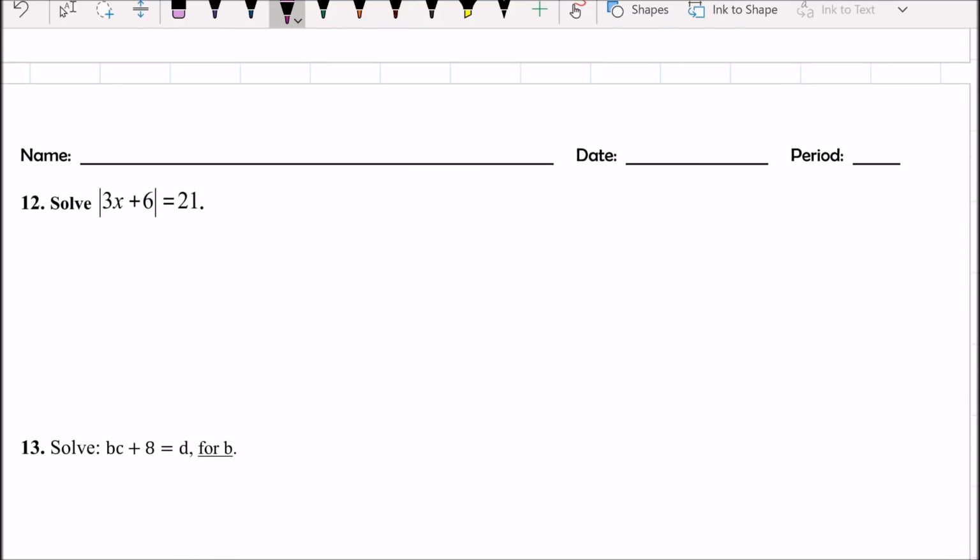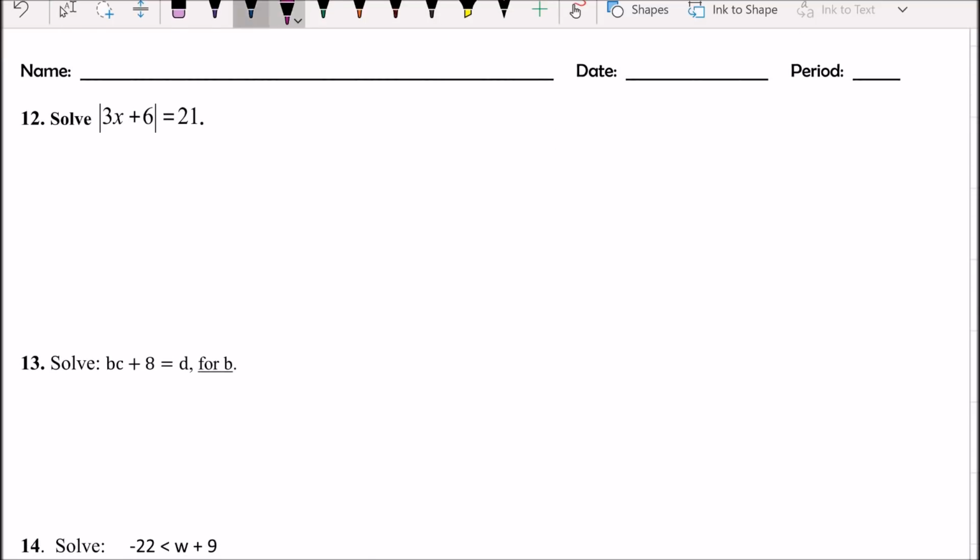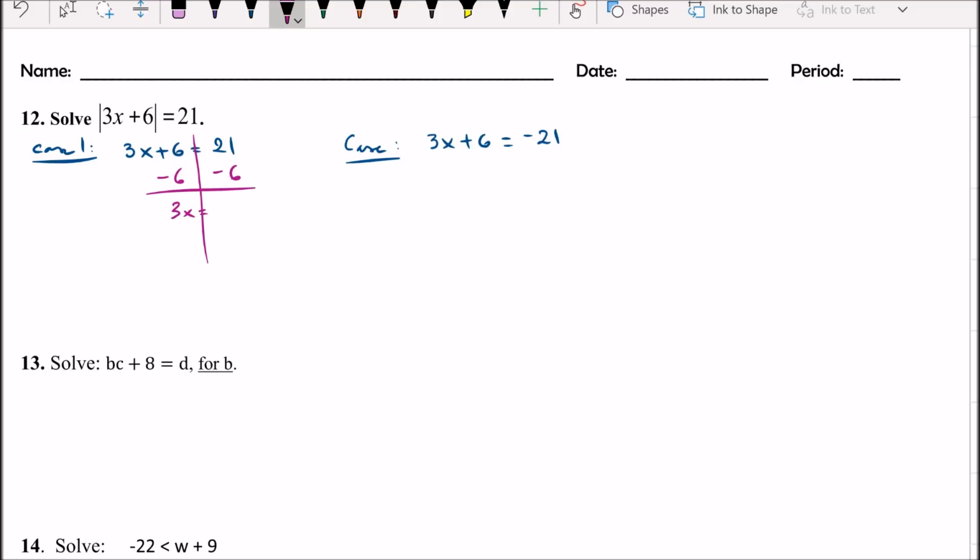Alright, problem 12. Absolute value. When you solve the absolute value, there are 2 cases. Case 1, when the equation equals positive 21, and case 2, when the equation equals negative 21. We're going to solve for each of them. Case 1, to get x by itself, you subtract 6 on both sides. 3x equal to 21 minus 6, which is 15. And divide by 3 on both sides, x equal to 5.